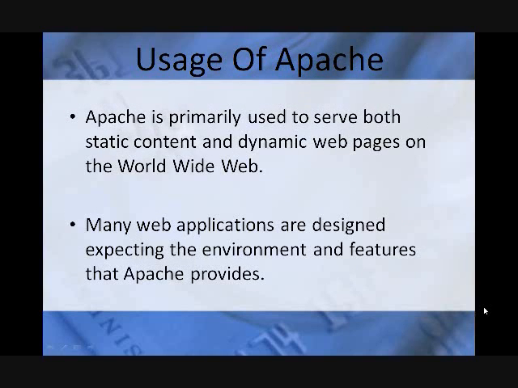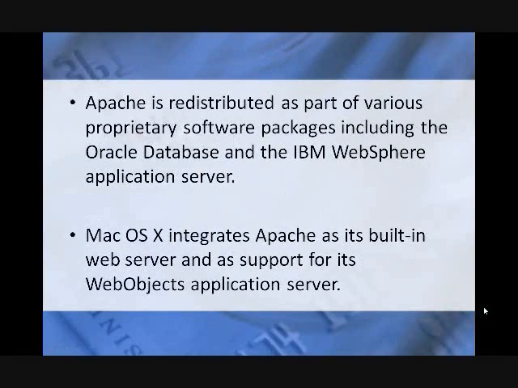Apache is primarily used to serve both static content and dynamic web pages on the World Wide Web. Many web applications are designed expecting the environment and features that Apache provides. Apache is redistributed as part of various proprietary software packages, including the Oracle database and the IBM WebSphere application server. Mac OS X integrates Apache as its built-in web server and as support for its WebObjects application server.